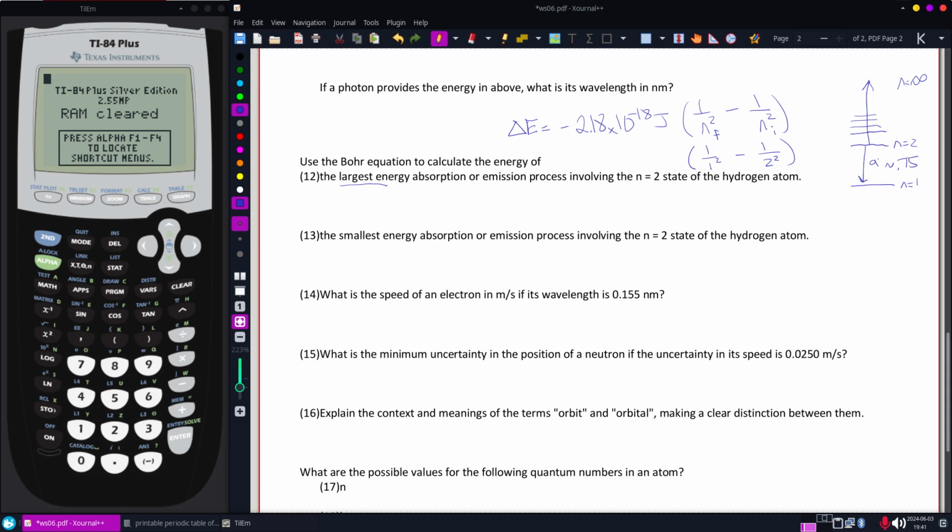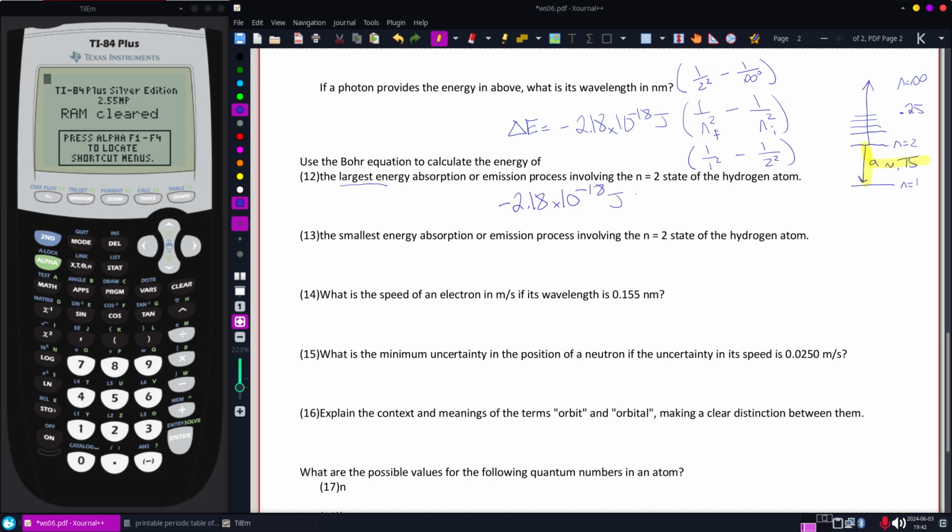I'm going to write that right there, because what I'm going to do right up here is the exact opposite. So I'm going to have the final being the infinity, where it leaves, and therefore the initial is that 2, which would make this 0.25, because 1/4 minus 0. Because of that, we see that the most energetic or largest jump is this guy, where n is going from 2 to 1.